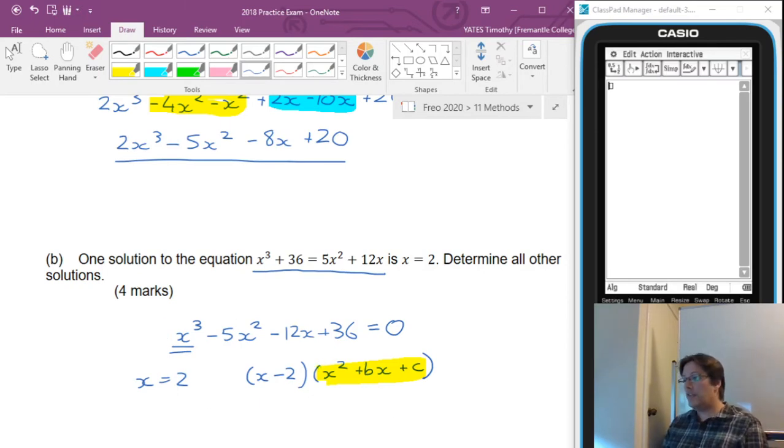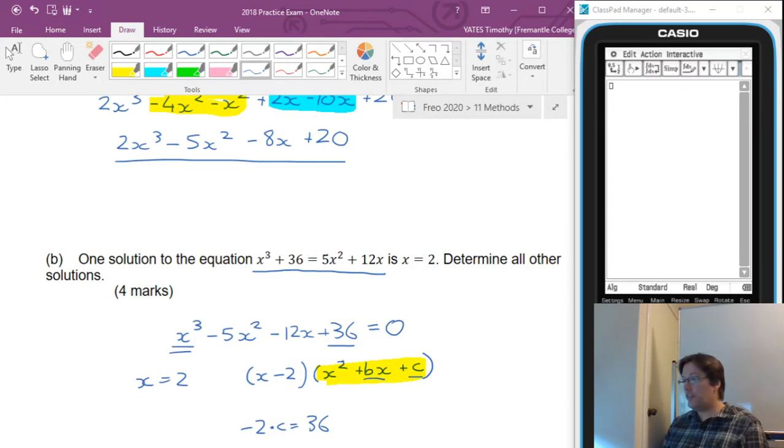So let's try and work out what c is. C is always the easiest one to work out first. That's just going to involve this number. It's going to be negative 2 times c equals 36. So c is going to be just negative 18. Easy. Now let's work out b.